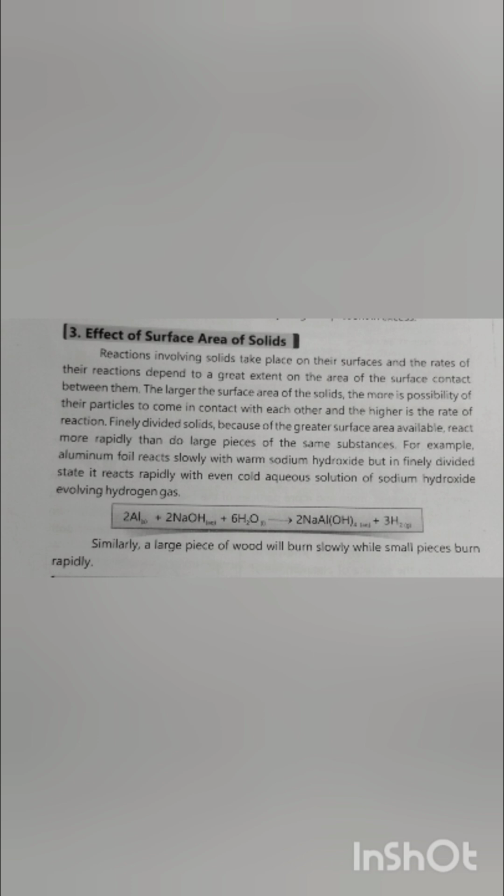Second example is combustion of wood. A single large piece of wood log burns slowly, whereas the same mass split into small twigs or wood shavings burns rapidly. Meaning if we use a single large piece, it will slow down the rate of reaction, whereas if we divide that mass into fine or small pieces, the reaction will be rapid.